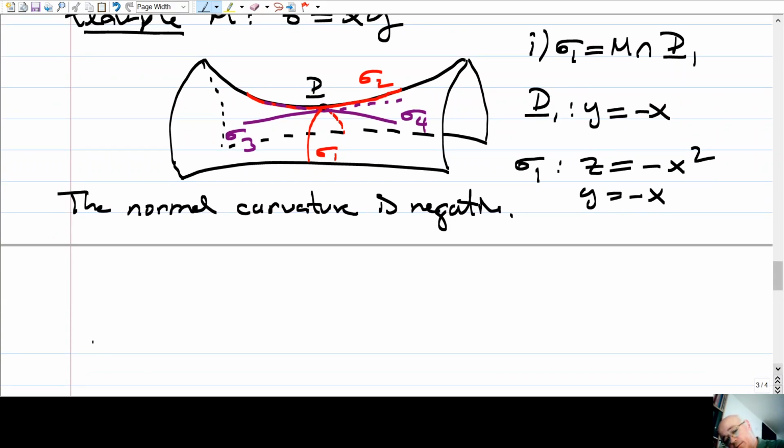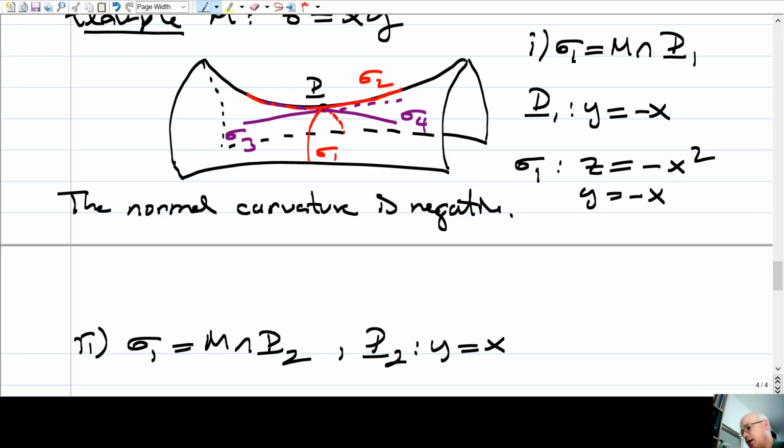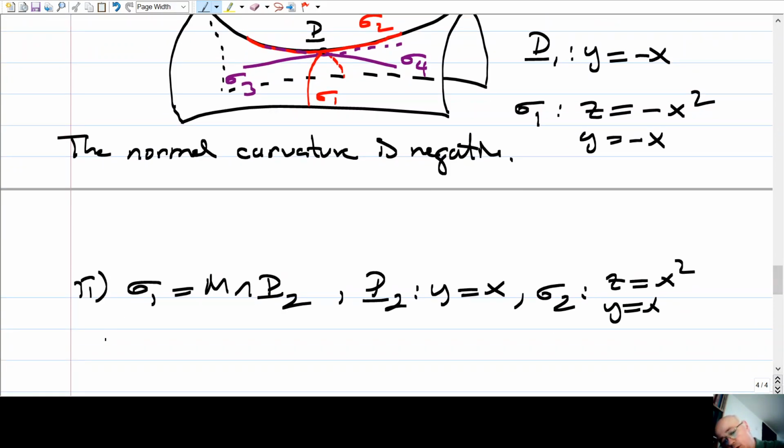The second one, sigma 2 is M intersection with the plane P2. P2 is the plane given by y equals x this time. So my curve sigma 2 is given by two equations. Z equals x squared and y equals x. So it is this curve, okay, this curve sigma 2, and this time the normal curvature is positive.